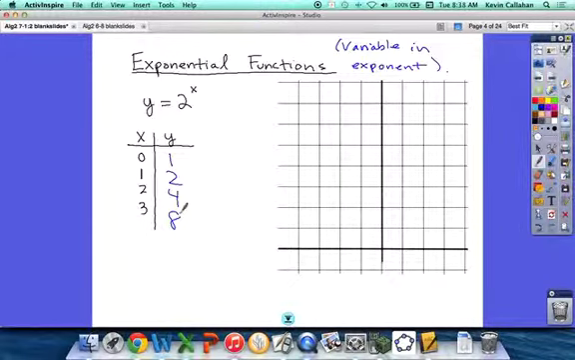Let's plot them. 0, 1, which happens to be the y-intercept. 1, 2. 2, 4. 3, 8. Okay, that's the starting point.